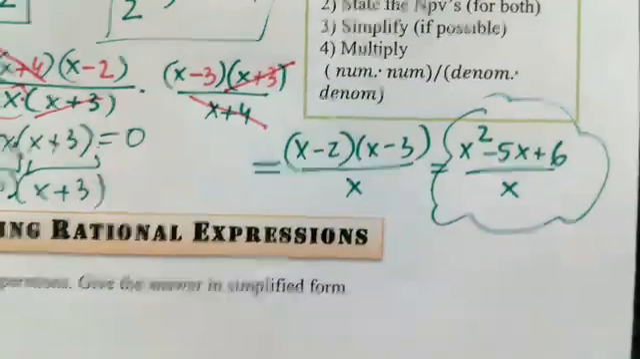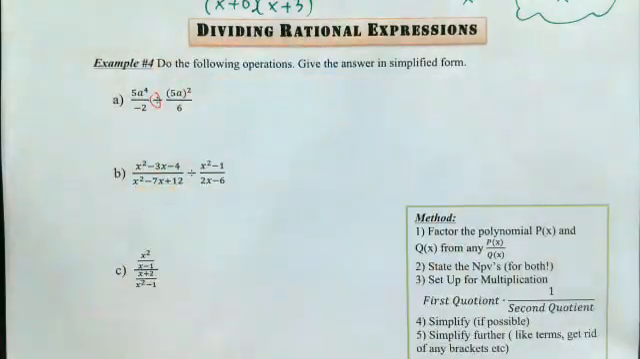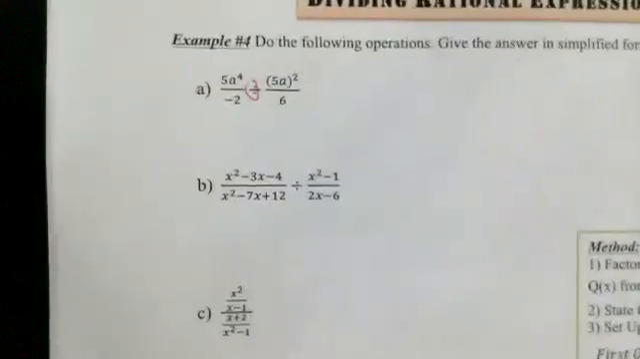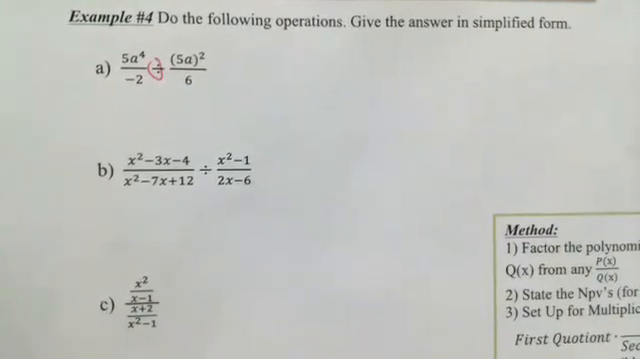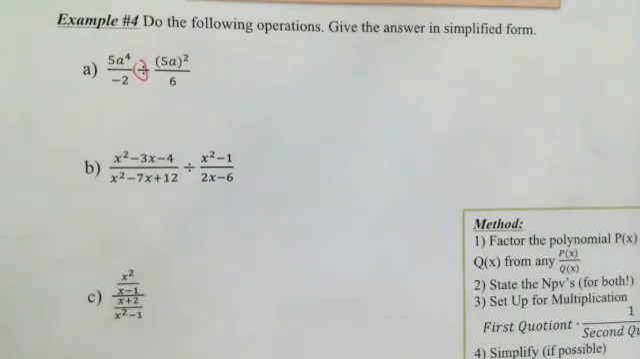Okay, so now dividing rational expressions. 5a to the 4 divided by -2, then divided by another fraction, 5a, everything squared. Dividing rational expressions is a bit more difficult because we don't have a rule to divide them directly. We have to go through multiplication of fractions.